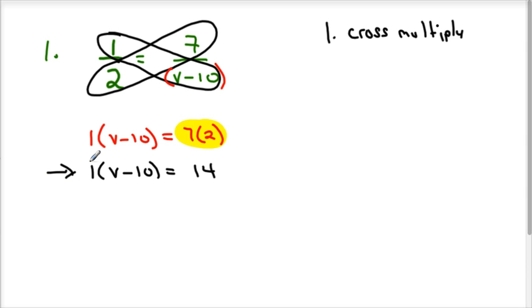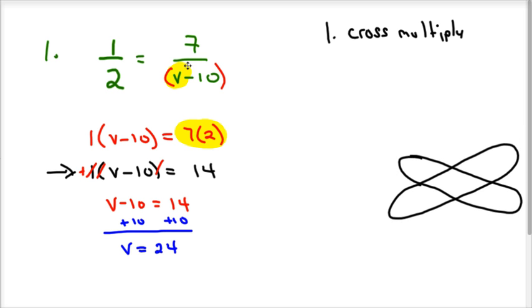So we have a 1 as a coefficient in front of the parenthesis or the quantity v minus 10. Since we have a positive 1 here, we can just drop the 1, drop the parentheses, and now we have v minus 10 is equal to 14. Making this very simple, solving a one-step equation, adding 10 to both sides, and we can see that here v is equal to 24.